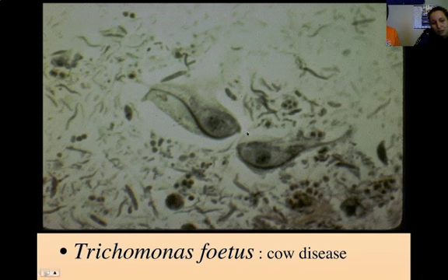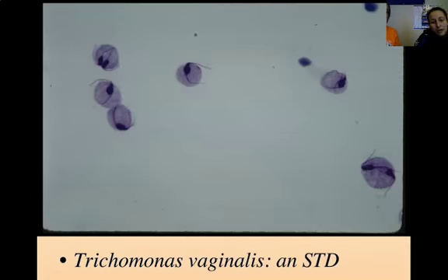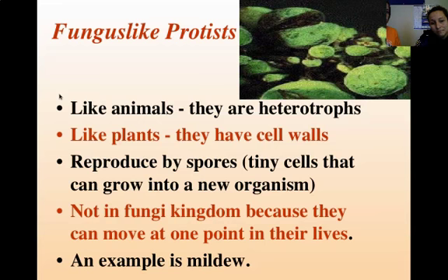So this is kind of showing you right here in the center that these are the actual protozoans with the flagellum. But this would have been taken in like the gut of a cow. This is another example. It's Trichomonas vaginalis. This is actually an STD. This is a microscopic image of what that STD looks like.